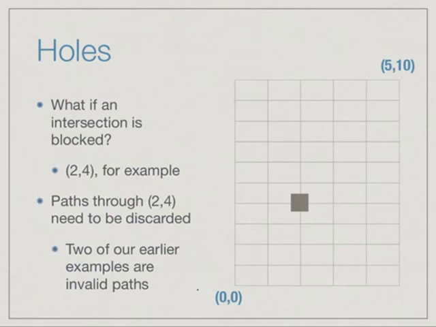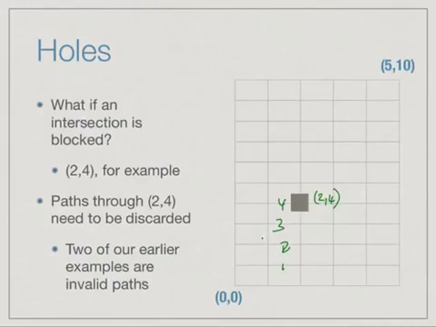But the problem becomes more interesting if we constrain it by saying that some of these intersections are blocked. For instance, supposing there is some road work going on and we cannot go through this intersection 2, 4. Right? So this is the intersection 2, 4, the second column and the fourth row counting from below. It's actually 2, 3, but 1, 2, 3, 4. Yeah, 2, 4. So now, if we can't go through this, then any path which goes through this particular blocked intersection should no longer be counted.